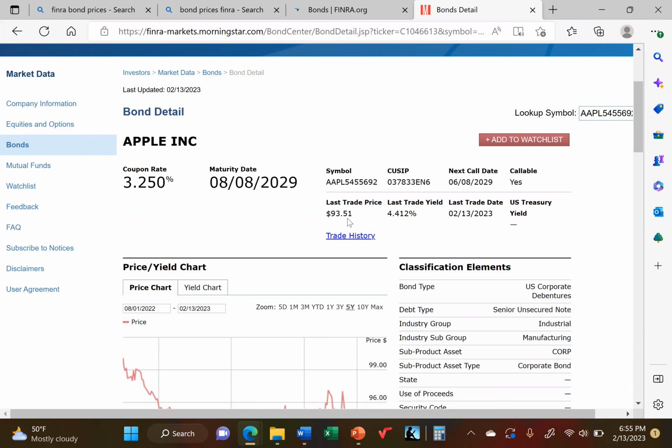That's my interest or coupon payment. But anyway, if I buy the bond now, I have to pay $93.51. If I bought it last summer, I would have had to pay $100. And on the maturity date, whoever owns it will also get $100.